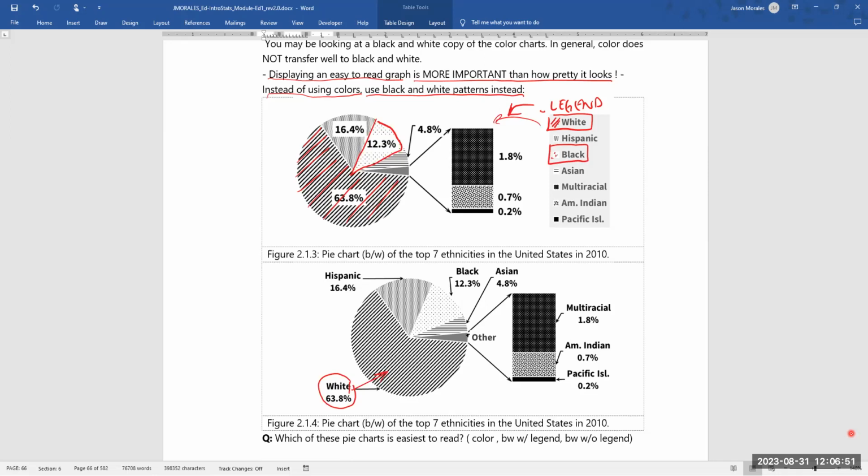This way, you don't have to look at a legend and then look at the picture, then go back to the legend, then go back to the picture. It's easier just to look at the picture, and in one place, if you're interested in this wedge, you know that it represents the Hispanic ethnicity at 16.4%. So I think ideally, this is probably the best way to format pie charts if you can.